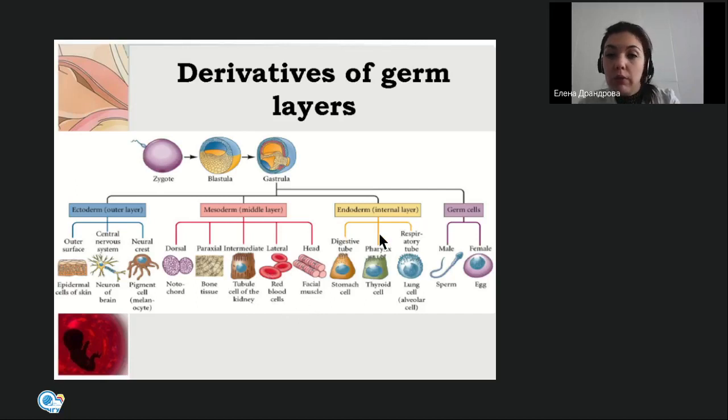And endoderm gives origin to endothelium of hollow organs, such as stomach cells, for example, intestinal cells, and also to parenchymal organs, thyroid, lung cells, and so on. And also there are germ cells. They are separate from all the other layers, like sperm cells and ovum, because they contain only a haploid set of chromosomes, only 23 chromosomes, so they are also developed in the embryo.